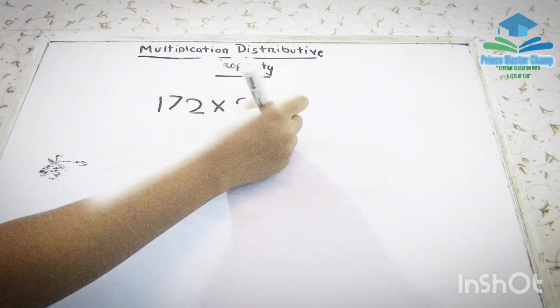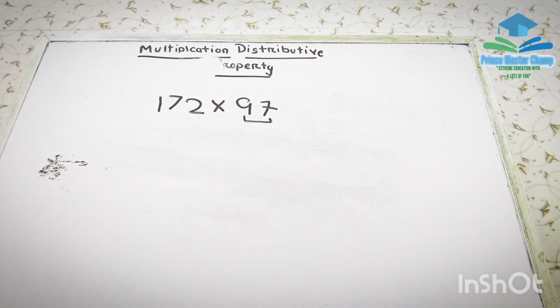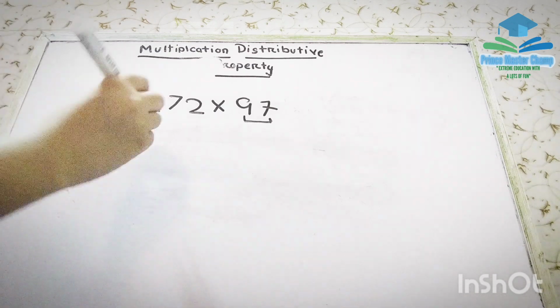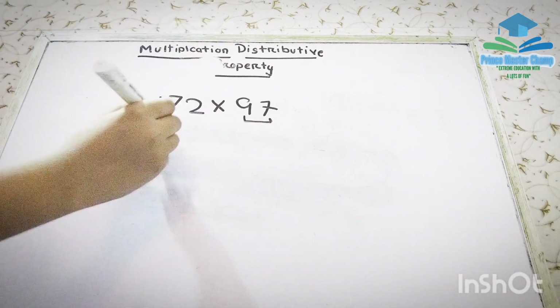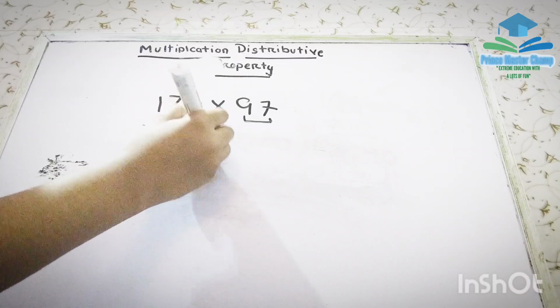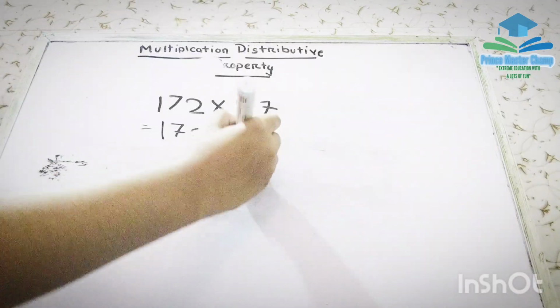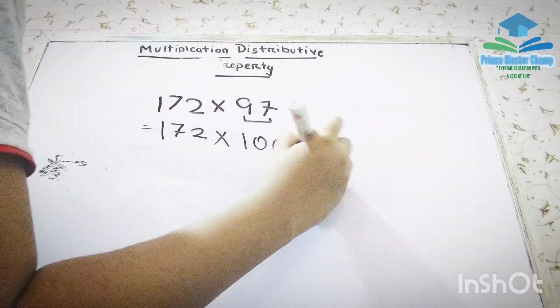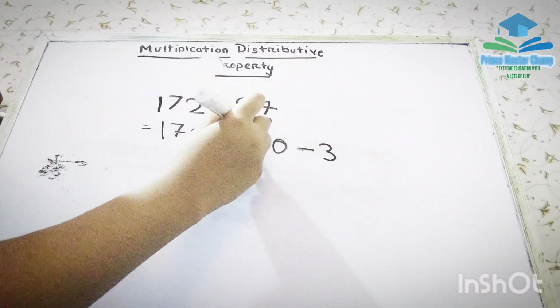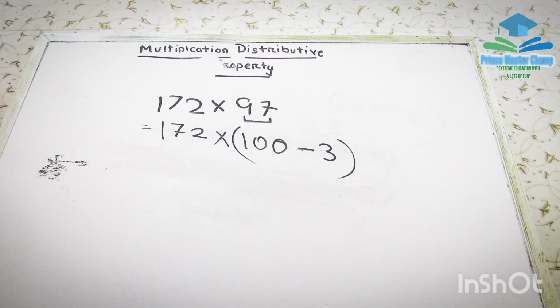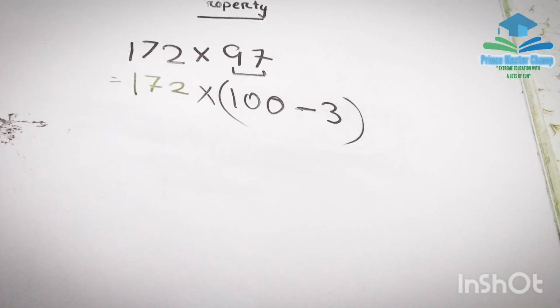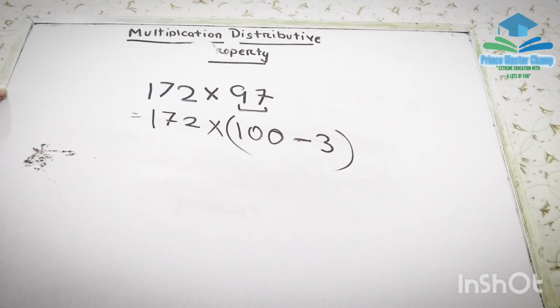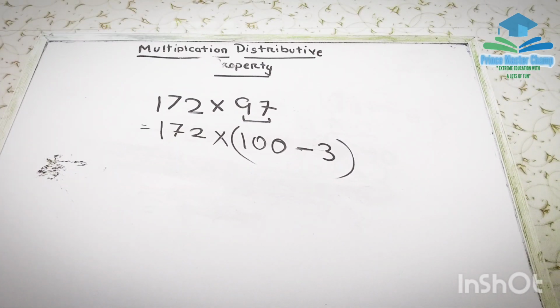Now here we have got a number 97. So this 97 can be written as 172 into 100 minus 3. 100 minus 3 is how much? It is the same 97. Now I hope you understood.